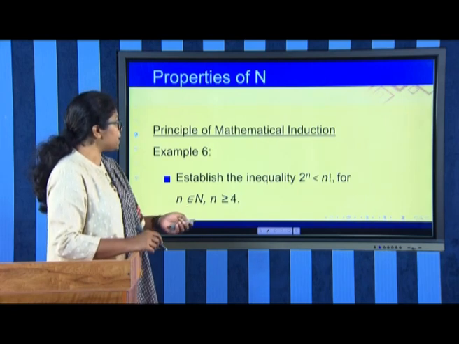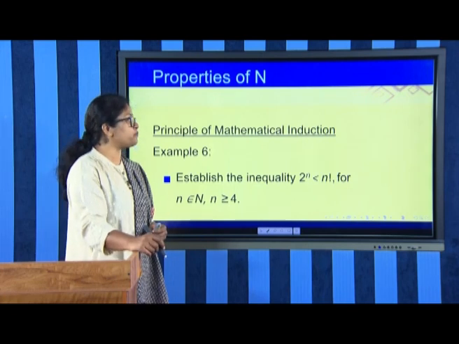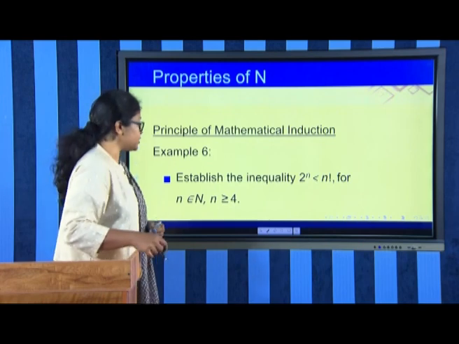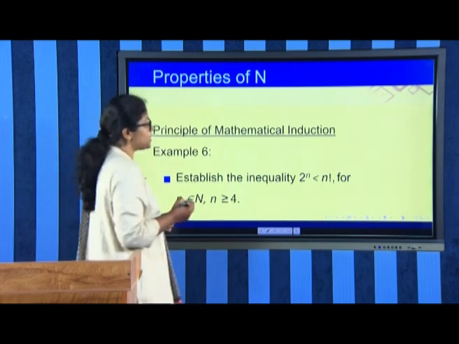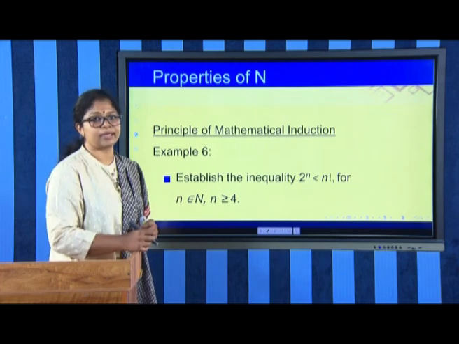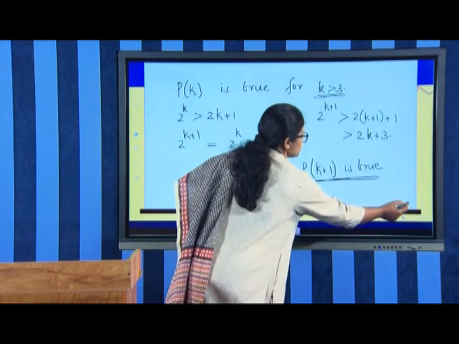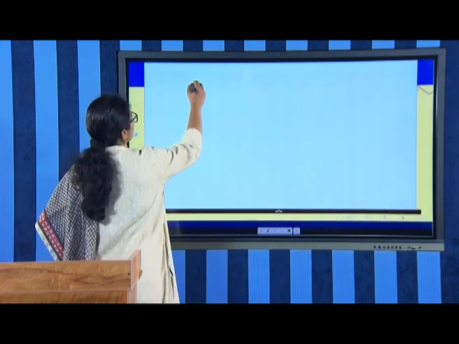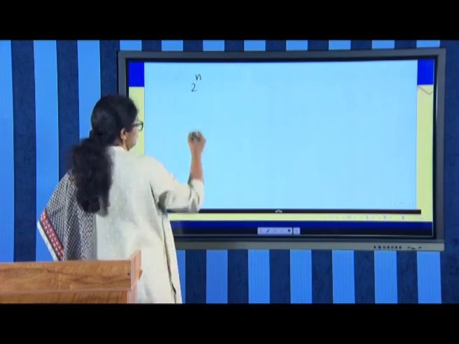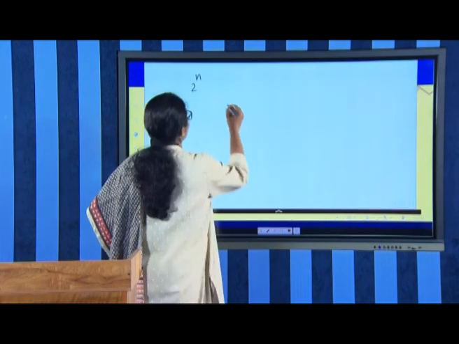Now, we move on to the next question, which is a similar one using the principle of mathematical induction. Second version, we will be proving this. We have to establish the inequality 2 power n is less than n factorial for n greater than or equal to 4. So, we consider the case P of 4 first. So, we are going to establish the relation 2 power n is less than n factorial.